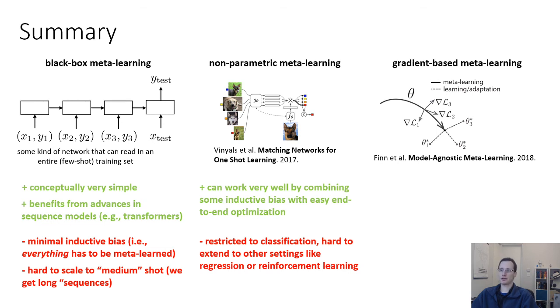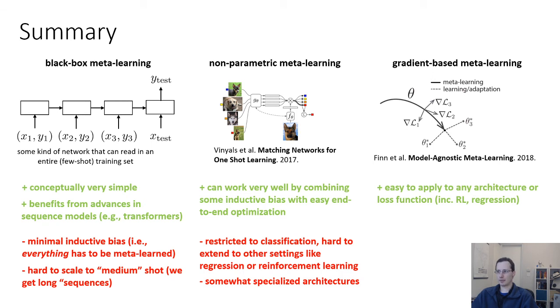Generally, such methods, though, are restricted to classification. It's hard to extend them to other settings like regression or reinforcement learning, which makes them difficult to apply more broadly. But for classification, they can work very well. They also require somewhat specialized architectures, so it's a little harder for these nonparametric methods to benefit as much from developments in other areas.